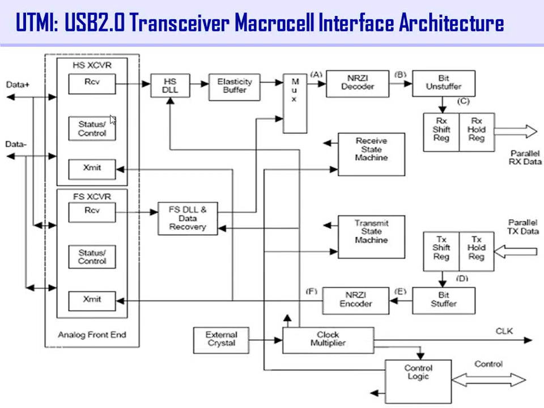You are extracting the data. You receive the data, put it into the HSDLL, then into the elasticity buffer, and give it to a multiplexer based on whether it's high speed or full speed. Then it goes to the NRZI decoder, since data is encoded in NRZI format, and then to the bit unstuffer. Then it is put into a shift register and shifted out as parallel data. The transmit side is exactly the reverse of this one. Any doubts here?